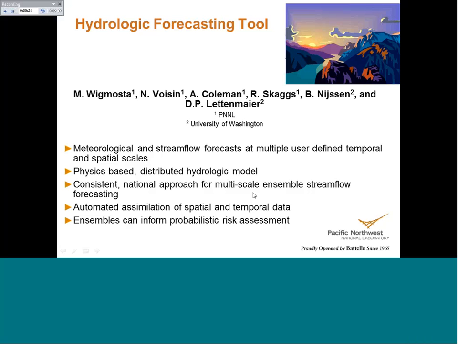As part of the requirements from the toolset, we need to provide not only streamflow forecasts, but also meteorological forecasts at multiple user-defined temporal and spatial scales. So for this, we're using a physics-based distributed hydrology model so that we can create new flow forecast points. And this is even more important for the environmental component because they need natural flow forecasts at a couple of places to derive the environmental metrics. Because it's a toolset that needs to be flexible and easily used, we need to have a consistent national approach. We are using an automatic assimilation of spatial and temporal data. Here we're trying to reduce the need for a forecaster because it's an independent toolset, and this can be discussed later. And the product that we give is ensembles that can inform probabilistic risk assessment.